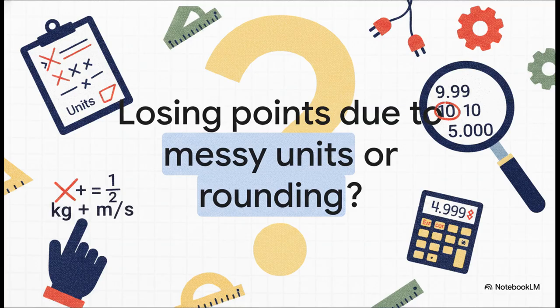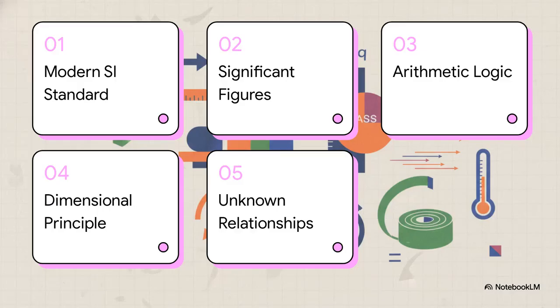You do all the complex algebra perfectly, you completely understand the core physical concepts, but then bam, you lose half credit on a question just because of a trailing zero, a rounding error, or mismatched units. It is incredibly frustrating. But the really good news, it's also completely preventable. So here is our study guide syllabus.